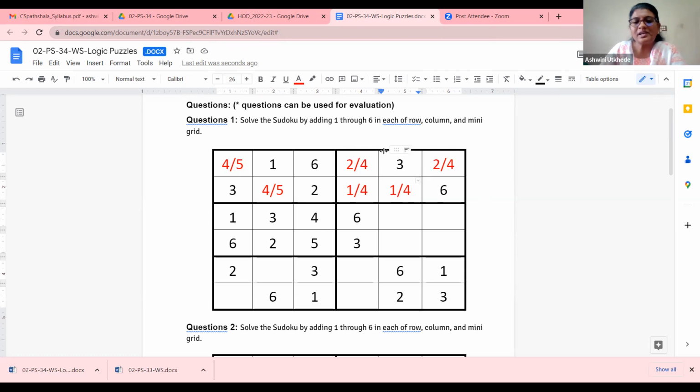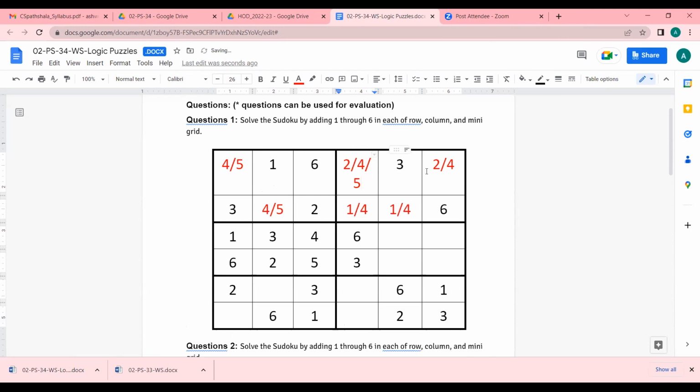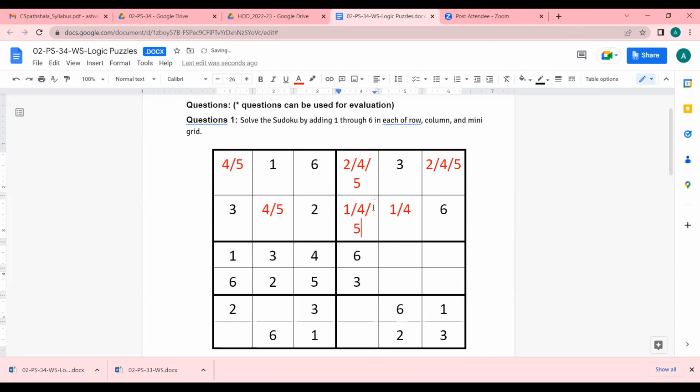Now let's think about 5. Where can 5 be placed? In the first column. Okay, so 5 will go here. Can I place 5 here? Yes, ma'am. Then the second row, same. 5 can also go in the next column.